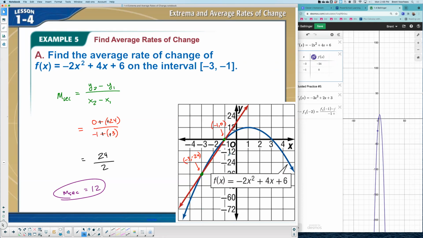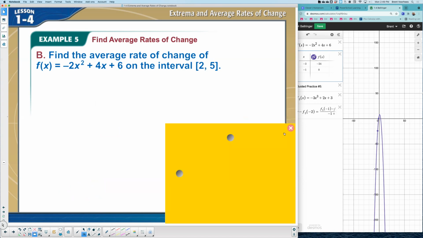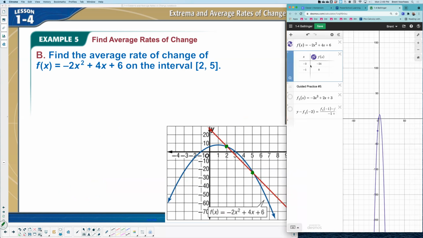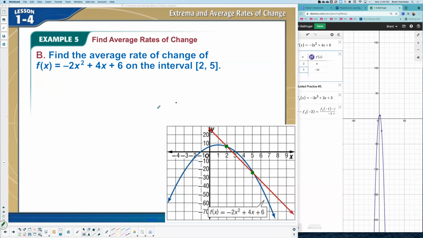Now I'm going to use the same graph, but this time instead of finding the average slope between -3 and -1, in part B, I'm going to find the average slope between 2 and 5. So we were checking the average slope over here. Now we're going to do it on this side. So we're looking at the average slope between 2 and 5. So that's what we're going to try to find this time. So I'll go to my table, and all I'm going to change is make this be a 2 and this be a 5. And now I got my points.